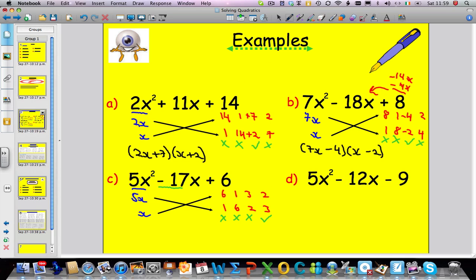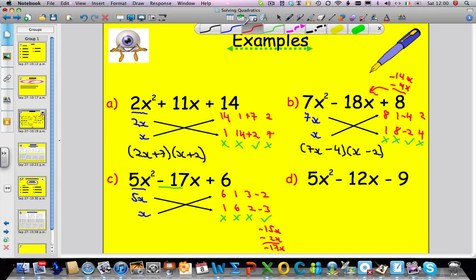Now the last thing we have to do is make sure our signs are correct. Now I need negative 17. So for 5 times 3, we're going to have to use minus 3. 5 times minus 3 is minus 15, and 1 times minus 2 gives me minus 2. And over here we'll do it aside. Minus 15x minus 2x, well, that gives me the minus 17x that we're looking for.